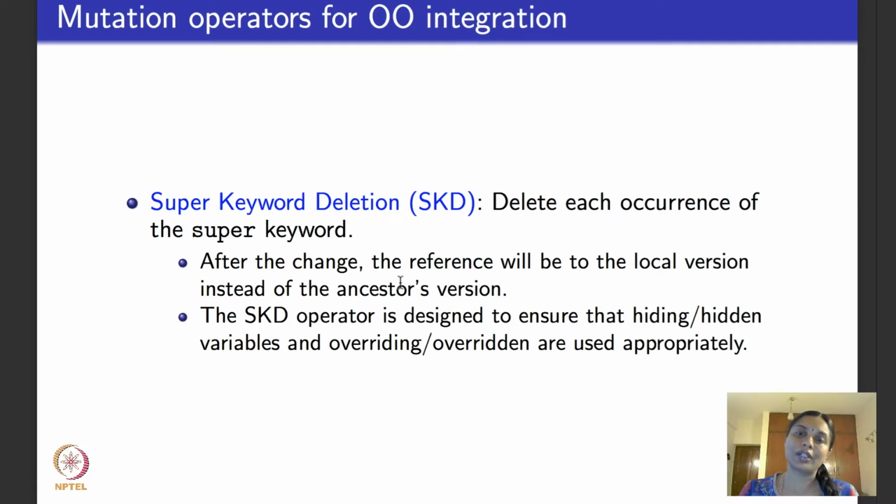So what kind of errors can this reveal? This can reveal errors that ensure that hiding or hidden variables or overriding or overridden methods of variables are used appropriately. So if it was meant to be actually from the ancestor's class, not the local version, then deleting it will use the local version and reveal a potential error.